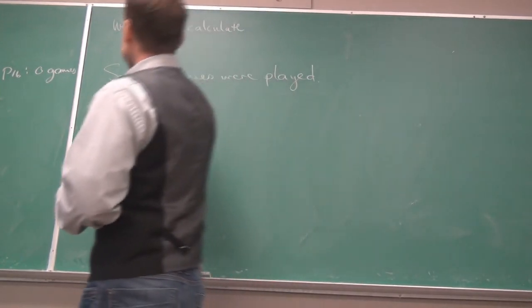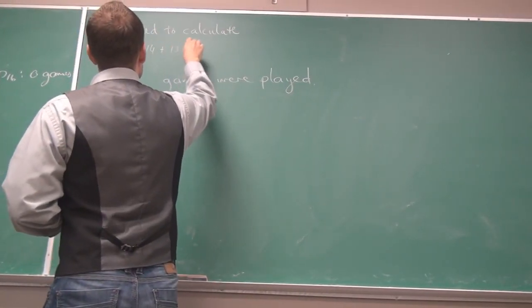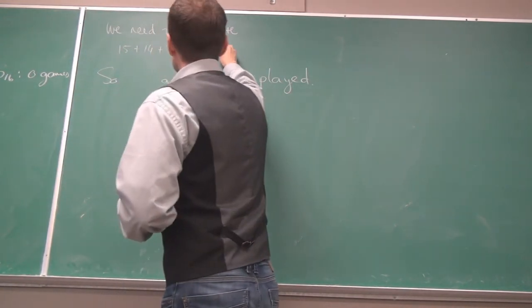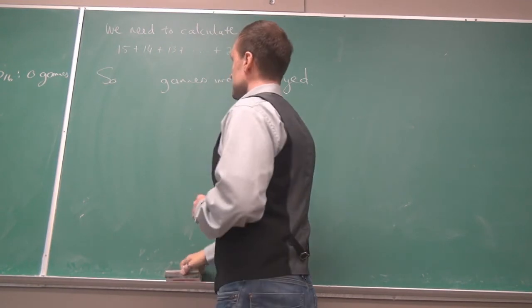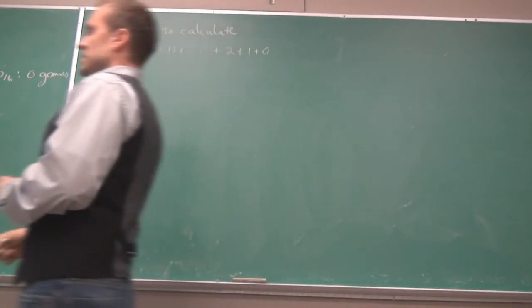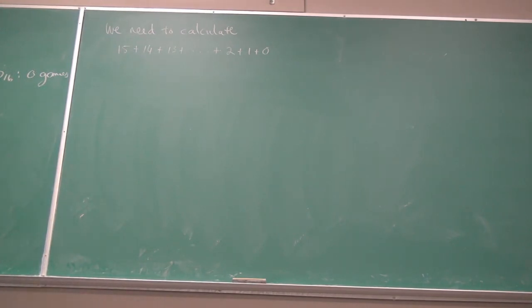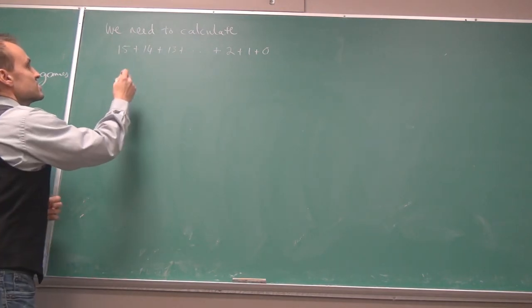So I need to calculate 15 plus 14 plus 13 plus and so on, all the way down to 2, 1, 0. Just going to rewrite this. Now, yes, you can do it one at a time, but who wants to do that? Because the 16 could have very easily been a 32. Then it's not really practical anymore, or efficient.